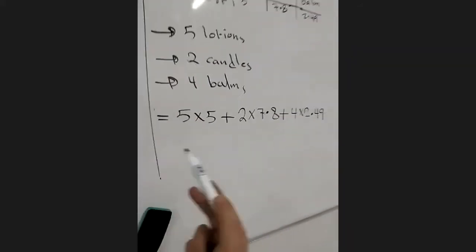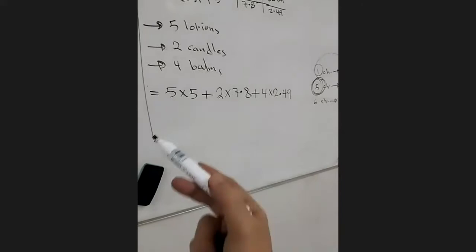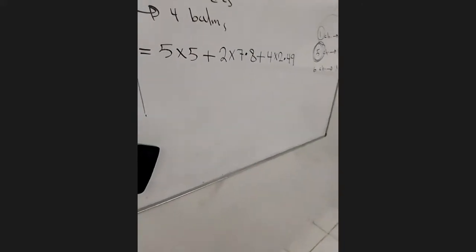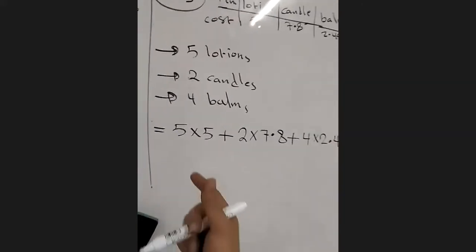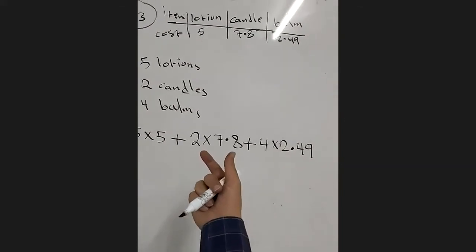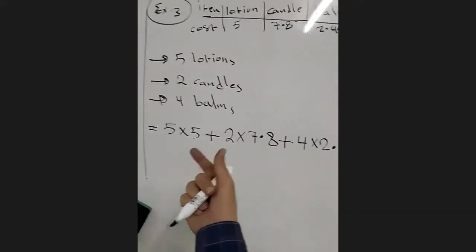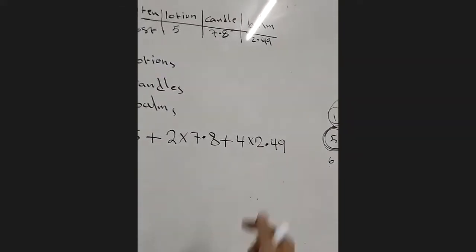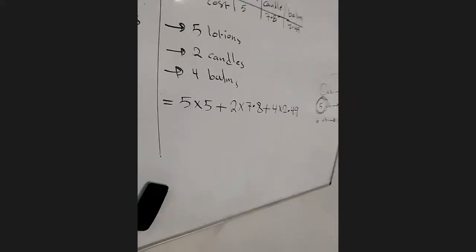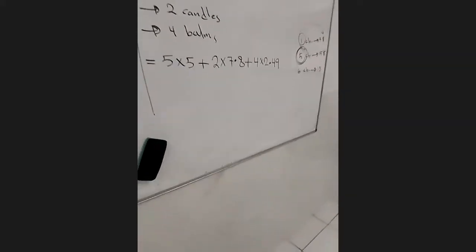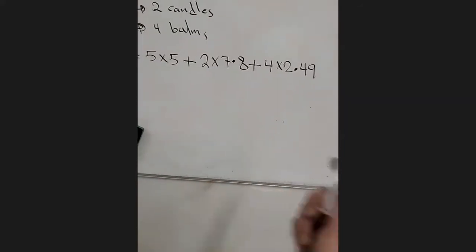This is our expression, guys. The total cost will be the cost of the lotions, the candles, and the cost of the bulbs, right? Yes. Now, how do we calculate it, Master? What will we do first?